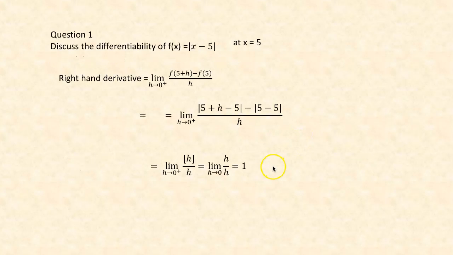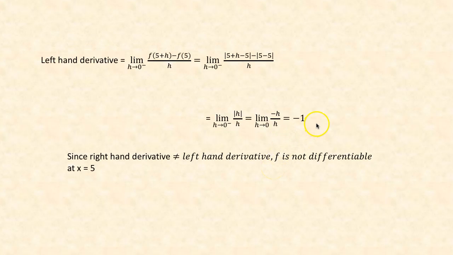So the right hand derivative is 1 and the left hand derivative is minus 1. So f is not differentiable at x equal to 5.